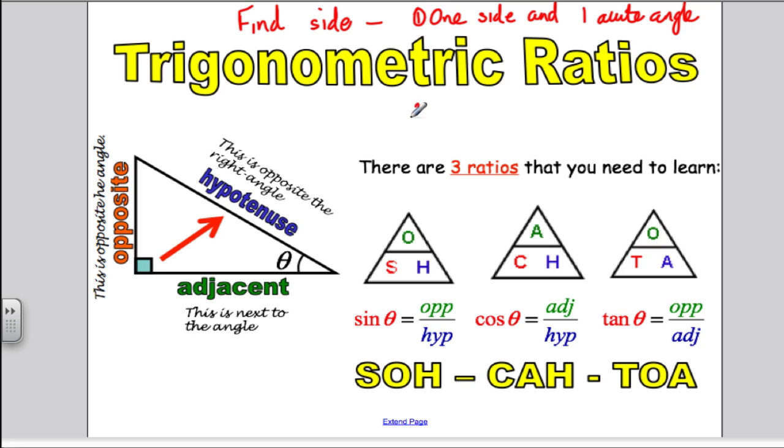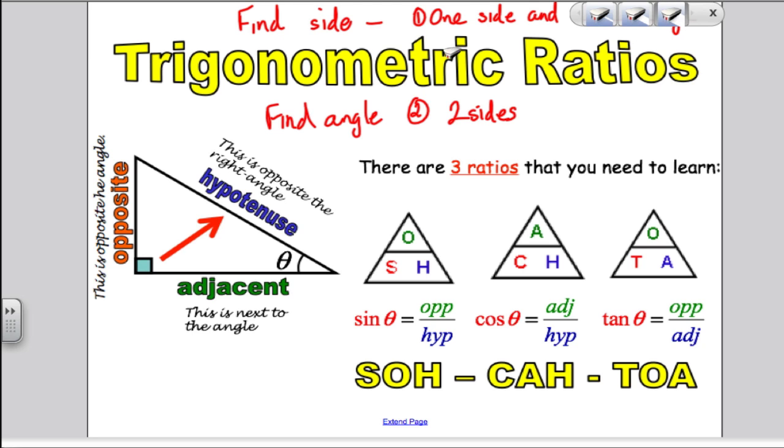okay, or it can be used to find an angle. You can find an angle if you know two sides. Okay, so remember Pythagoras, finding a side if you know two sides. Now trigonometry helps you find a side if you know one of the sides and one of the acute angles, or it helps you find an angle if you know two sides.